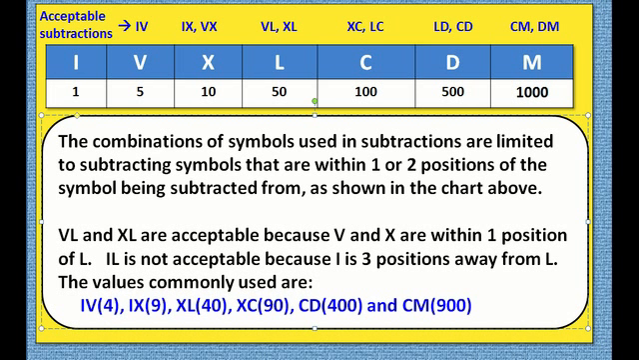VL and XL are acceptable because V and X are within 1 position of L. IL is not acceptable because I is 3 positions away from L. The values commonly used in symbol subtraction are IV equals 4, IX equals 9, XL equals 40, XC equals 90, CD equals 400, and CM equals 900.